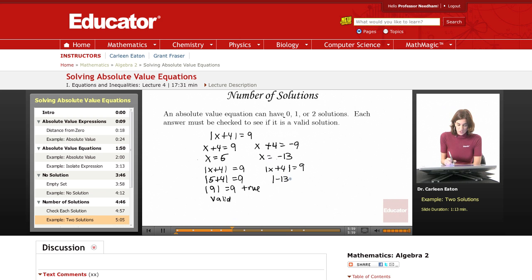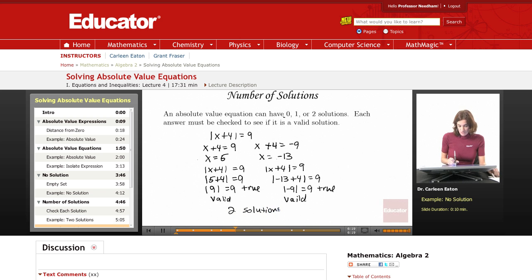Trying this, negative 13 plus 4 equals negative 9, so the absolute value of negative 9 is 9. This is also a valid solution since this is a true statement. So here I have two solutions. Previously we discussed that, so there's two solutions here.